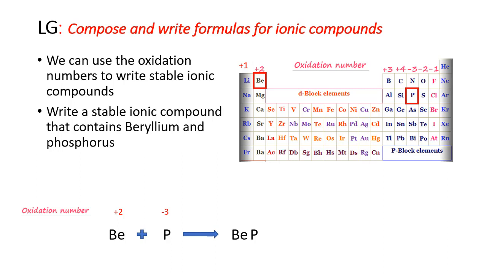They don't cancel each other out to make 0, so what's the lowest common factor between a 2 and a 3? The lowest common factor is going to be 6. Well, what do we multiply each by to get it to equal 6? We're going to take 3 times 2 to equal 6, so we need 3 berylliums. And we're going to take 2 times -3 to equal -6, so we need 2 phosphorus. So for every 3 berylliums, I need 2 phosphoruses to cancel out all the charges and make a stable compound.